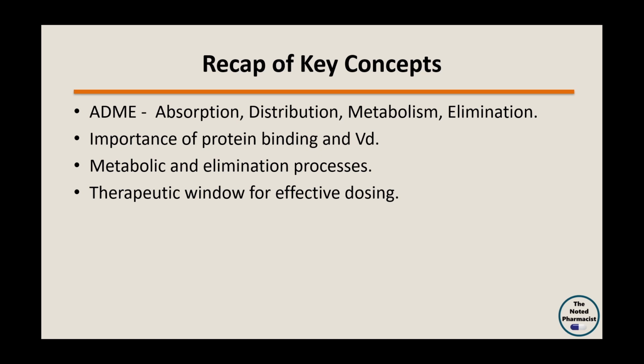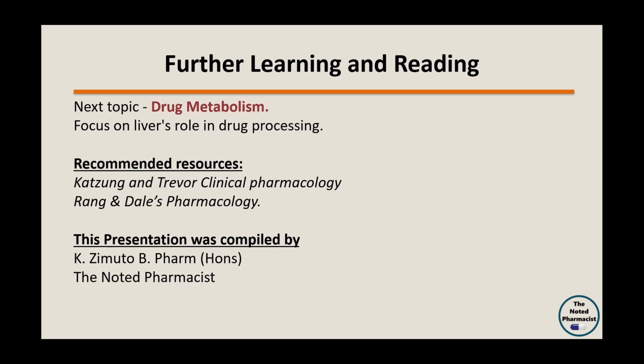Distribution factors include blood flow and tissue affinity, affecting drug accumulation in tissues. Metabolism, mainly in the liver, uses enzymes like CYP450 to transform drugs for excretion. Elimination completes this process, primarily through renal pathways. Understanding pharmacokinetics helps in dose adjustments for patient-specific needs, especially in disease conditions like renal impairment.